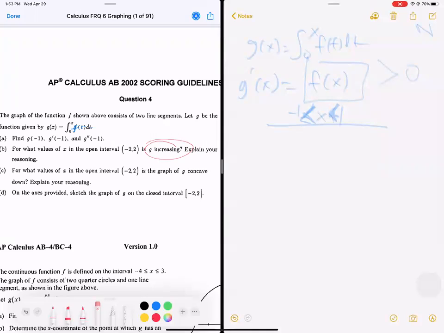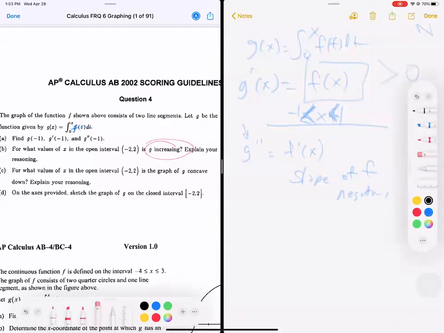So for what values of x in the open interval is the graph of g concave down? Now, concave down refers to a second derivative. So we're taking the second derivative of g, again, careful, not f, because they asked us specifically about g. So we had mentioned that that's going to look like f prime of x. And when f prime of x, when the slope of f is negative, okay, that's important to us. We want the slope to be negative.